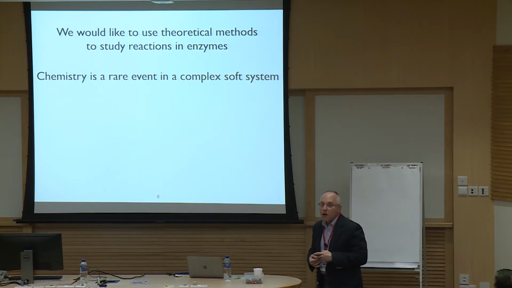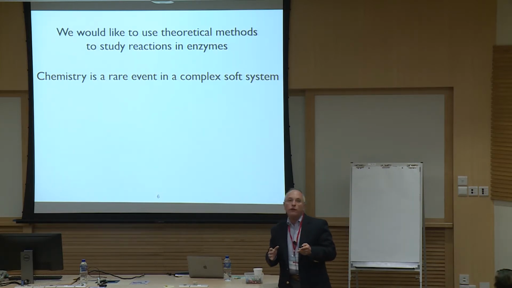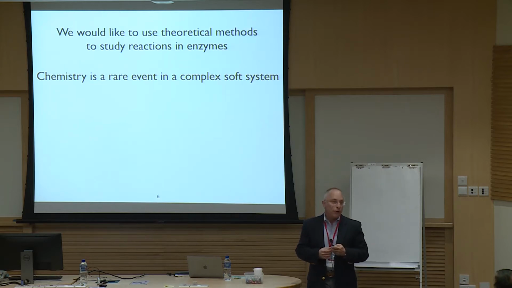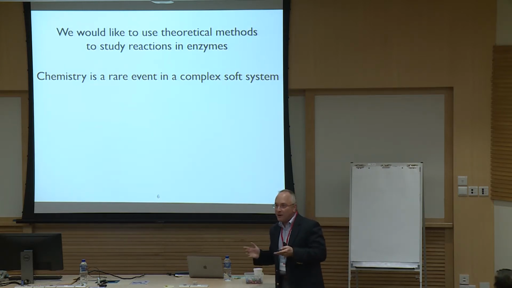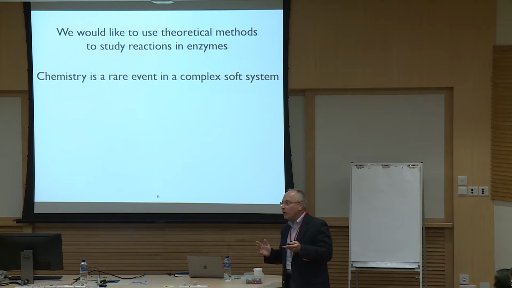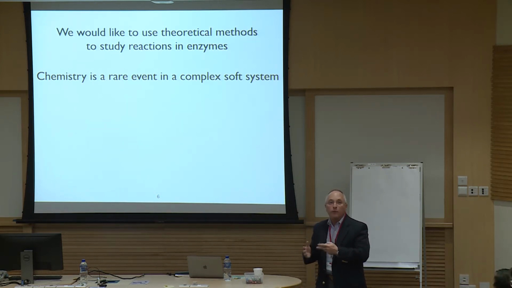As I'm going to show you, the actual time scale for chemistry to happen in an enzyme is on the order of femtoseconds. That's why I'm standing here talking to a conference in memory of Ahmed Zewail. On the other hand, enzymes only turn over, in other words, spit out products, on the order of every millisecond.